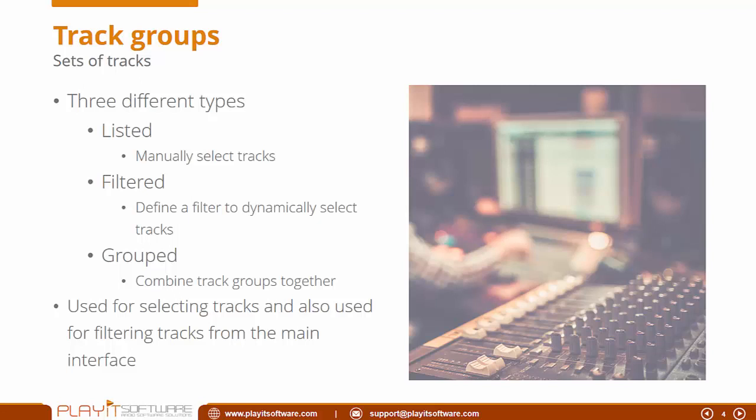Track groups are used for scheduling tracks via the playout pattern or clocks, more about that in a minute, and also used for filtering tracks from the main interface.